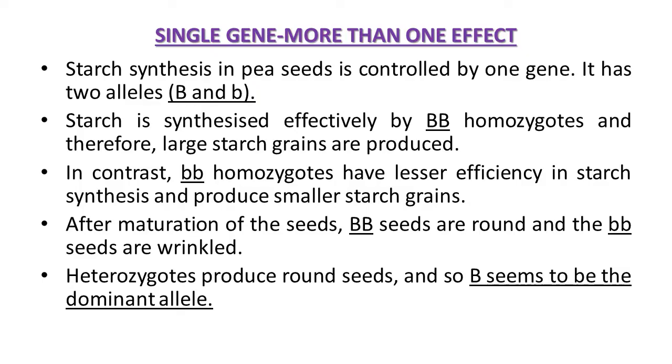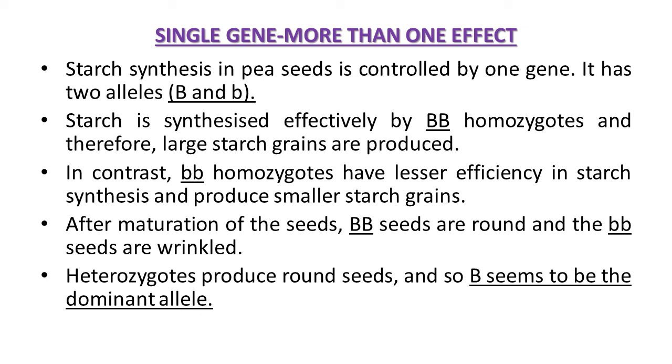Single gene and more than one effect. It is also interesting to study here. Starch synthesis in pea seed is controlled by one gene. It has two alleles, one is capital B and the other is small b. Starch is synthesized effectively by capital B. It is homozygous in nature, and therefore large starch grains are produced. So capital B produces large starch grains.